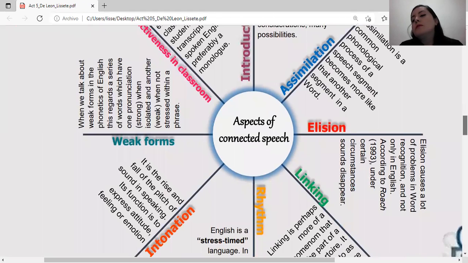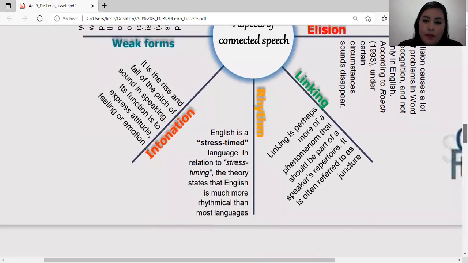Elision causes a lot of problems in word recognition, and not only in English. According to Roach, 1993, under certain circumstances, some sounds disappear. Linking is perhaps more of a phenomenon that should be part of a speaker's repertoire. It is often referred to as a juncture.